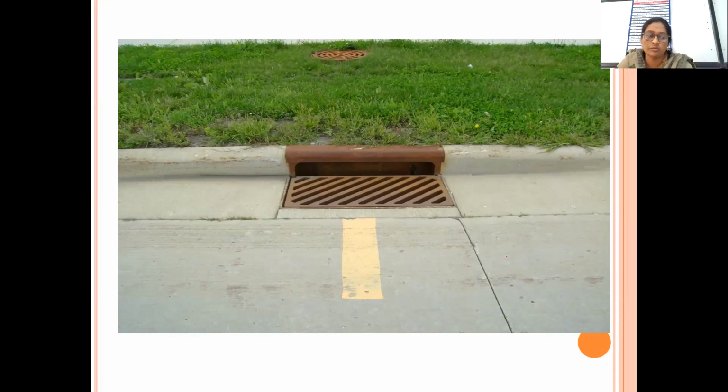What is the first benefit to provide the catch basin? Yes, please. Anyone can answer. I want an answer, otherwise I will not move forward.